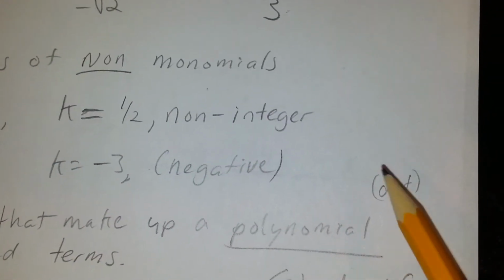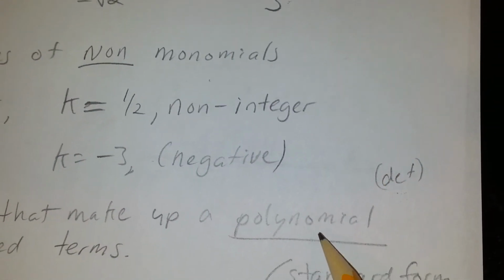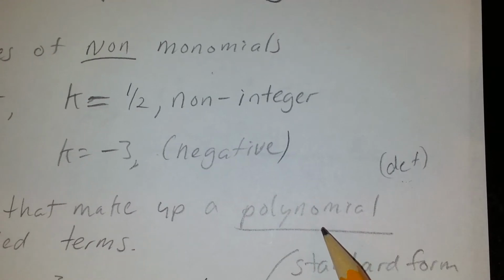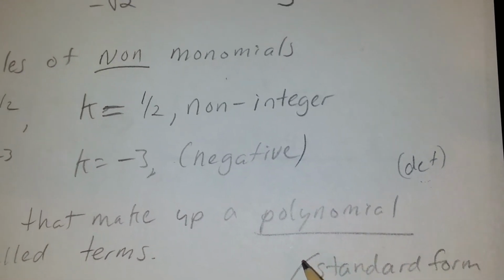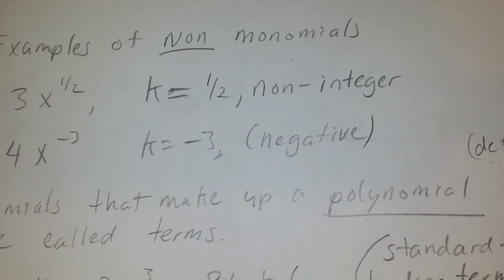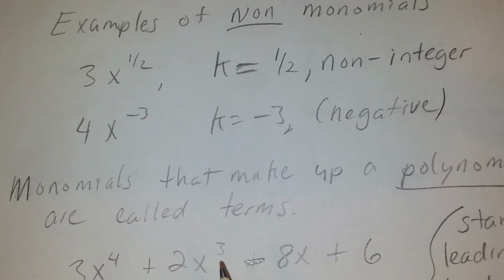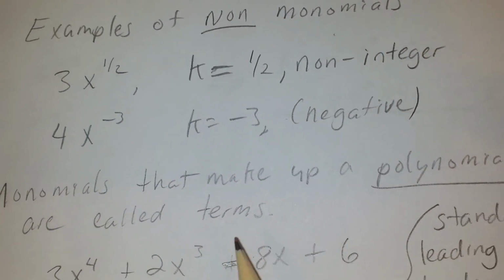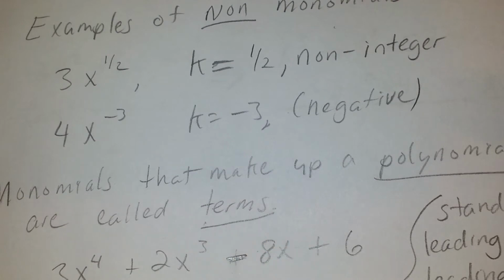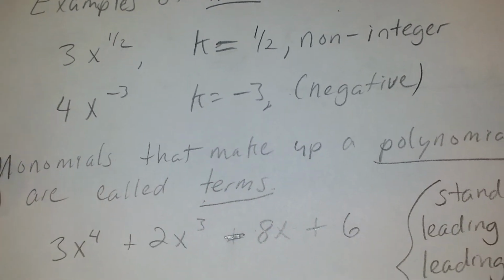All right, monomials. First, let's talk about a polynomial now. A polynomial, here's my cue to remember the definition. A polynomial is one or more monomials. Okay? You got one or more monomials, you got a polynomial. Okay? Monomials that make up a polynomial are called terms. Okay? And you're used to seeing that word term.